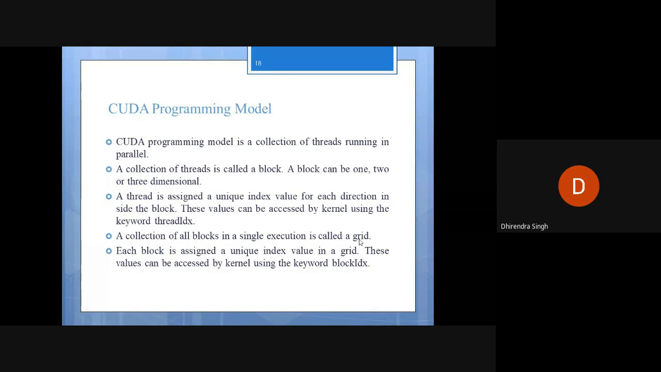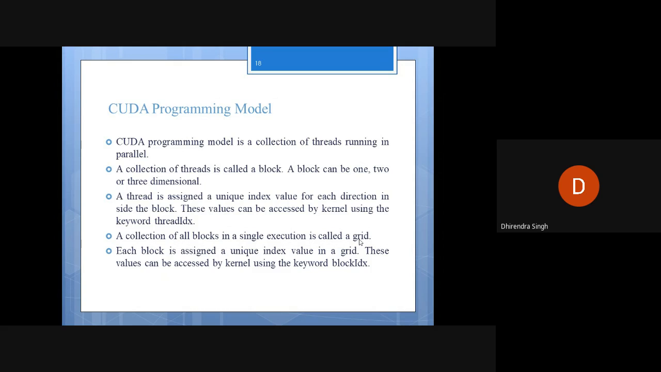We have created a grid of blocks, and every block is having 100 threads. Our grid is having 10 blocks, and every block is having 100 threads. That concept is called the CUDA programming model. Whatever example I'm talking about, it's a one-dimensional arrangement of threads inside a block, and a one-dimensional arrangement of blocks inside a grid.